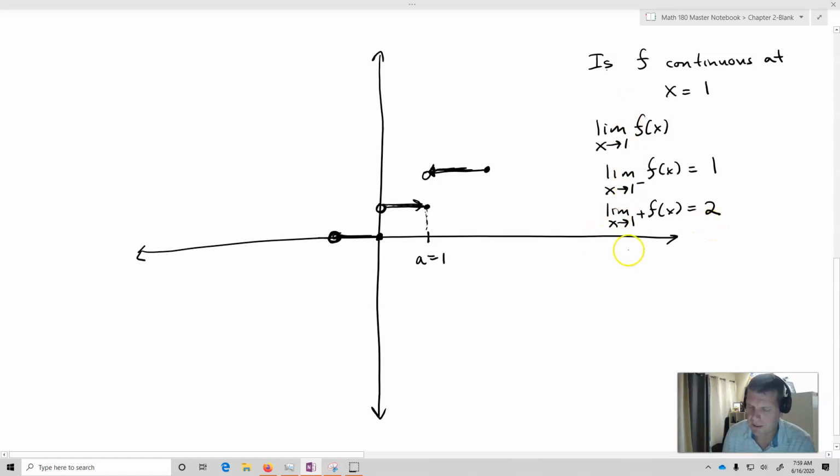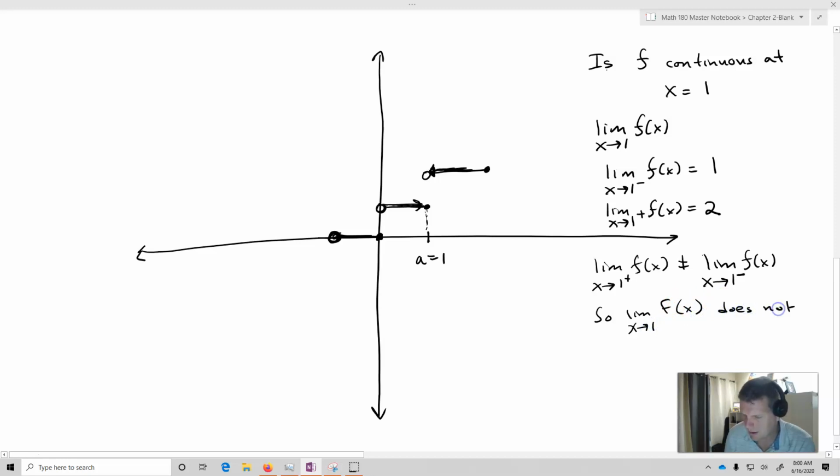What we see here is that these two are not equal. The limit as x approaches 1 from the positive side of f of x does not equal the limit as x approaches 1 from the negative side. So the limit as x approaches 1 of f of x does not exist. So f is not continuous at 1.